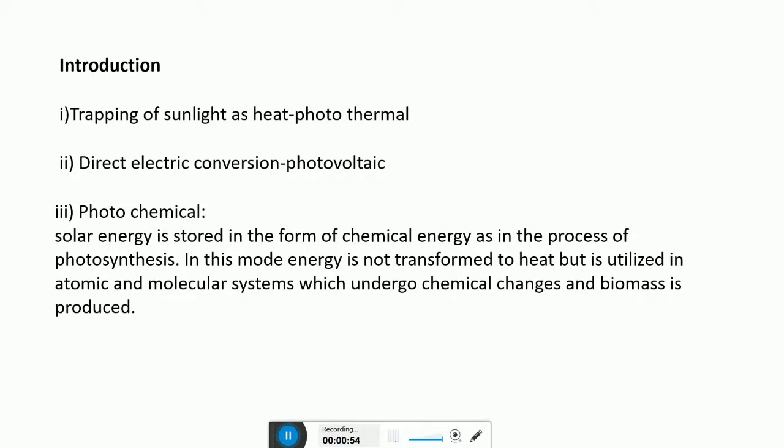In this type, the energy is not transferred to heat but is utilized in atomic and molecular systems which have chemical changes and biomass is produced. This biomass is then used directly by burning or is further processed to produce more convenient liquid and gaseous fuel.